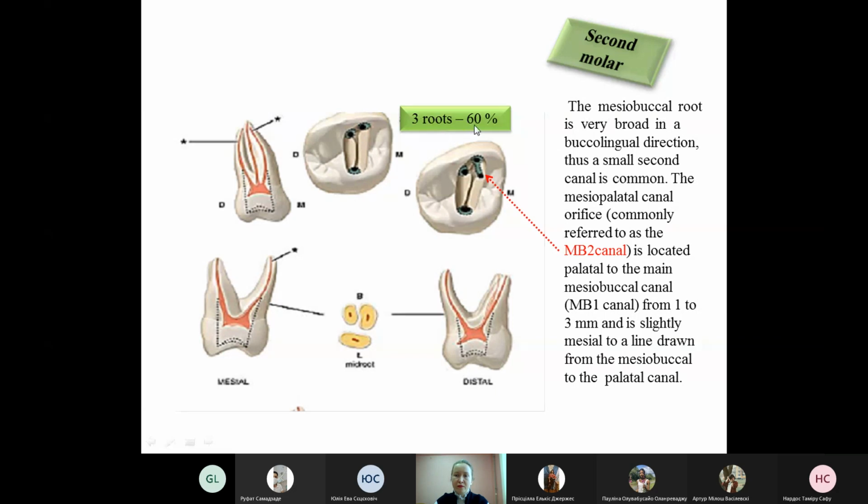In the majority of cases, there are 3 separated roots. And also in this second molar, in the mesio-buccal root, there can be a second MB2 canal that is located toward the palatal surface of the tooth. Access opening is similar: triangular or rhomboid, rectangular.